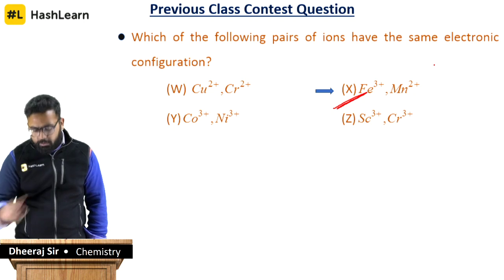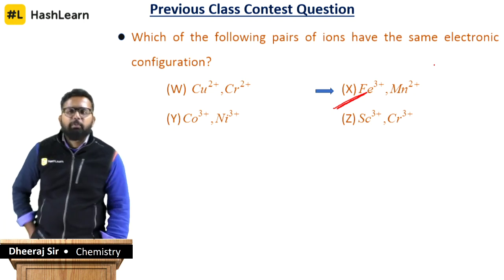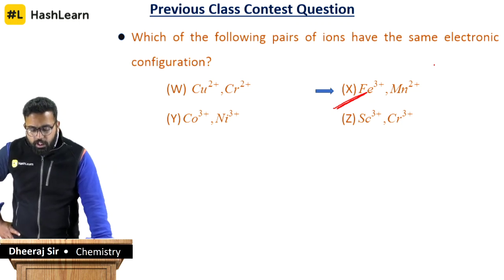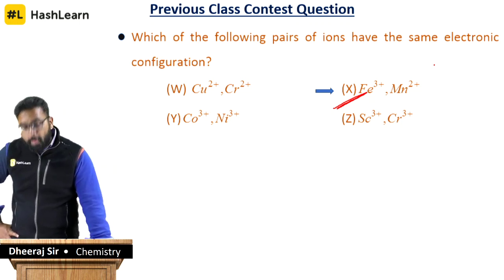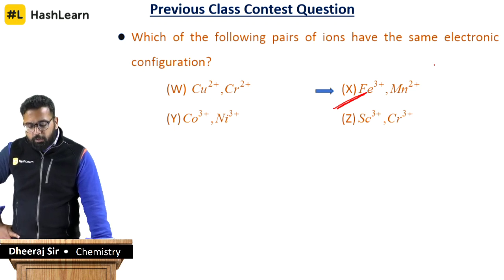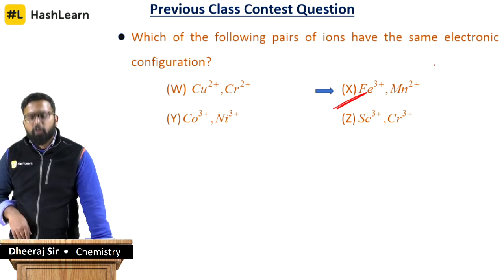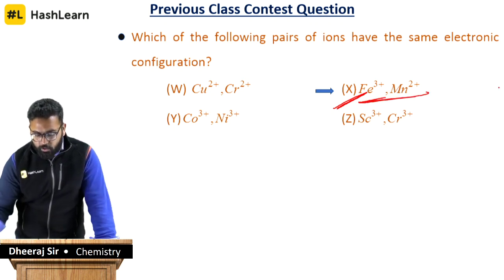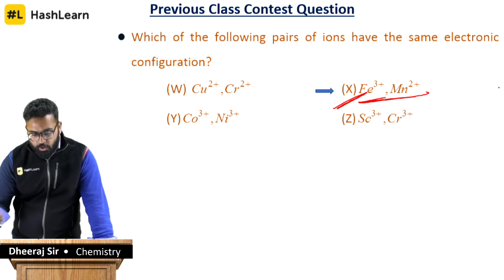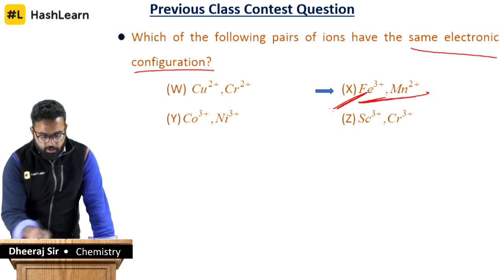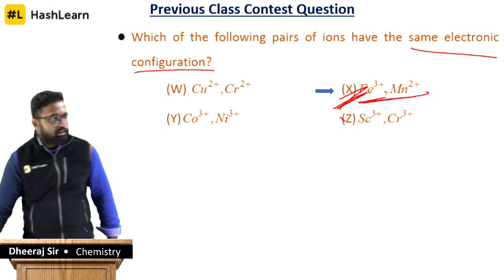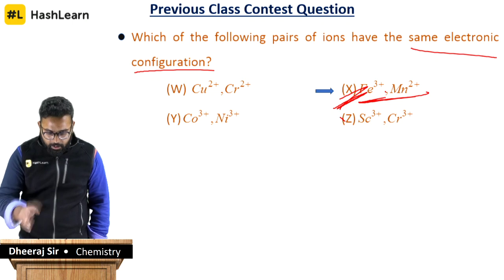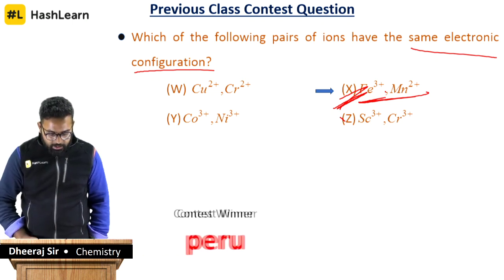It is pretty straightforward because iron has atomic number 26. So if you remove 3 electrons, it is going to be 24. Mn has atomic number 25. If you remove 2 electrons, that also corresponds to 24, and therefore Fe3+ and Mn2+ are going to have the same number of electrons and therefore the same electronic configuration. Therefore the answer is option X.